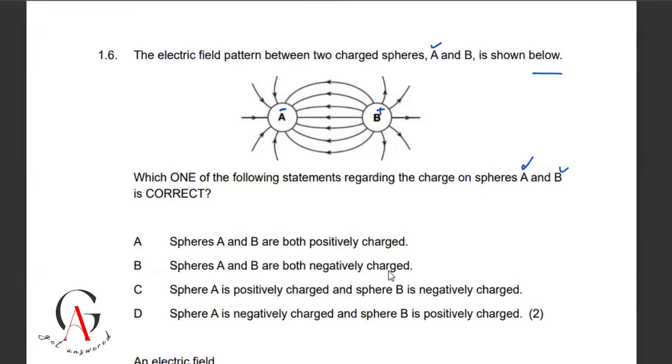Sphere A and B are both negatively charged? Nope. Then A is positively charged, B is no. So A is negatively charged and B is positively charged. So D makes more sense for 1.6.